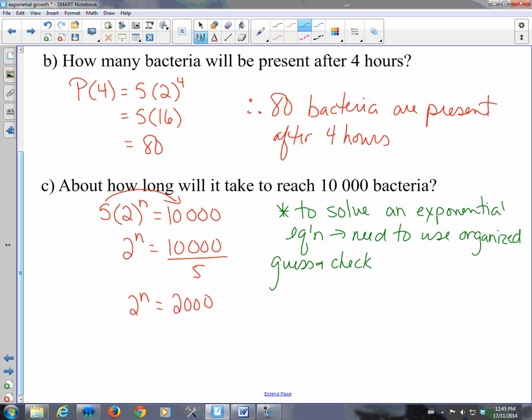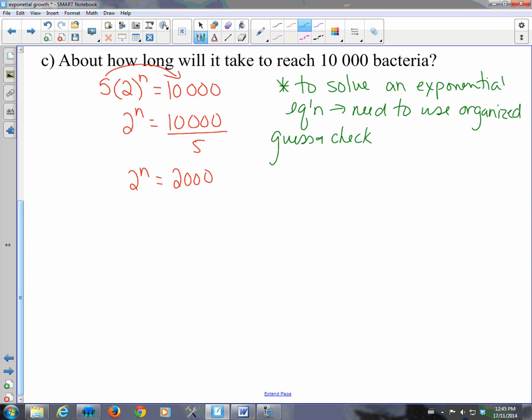So we need to use organized guess and check. That means I'm going to make a little table. I'm going to choose or guess numbers for n, and I'm going to do 2 to the exponent n until I get an answer close to 2,000 in this case. So we're probably going to have to start with a pretty big number.